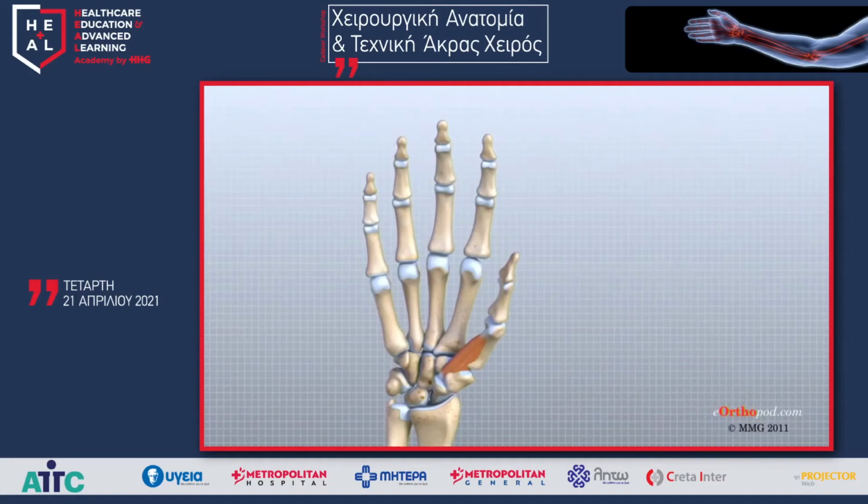The abductor pollicis brevis abducts, or moves, the thumb away from the midline of the hand. The flexor pollicis brevis flexes, or bends, the thumb. The adductor pollicis adducts, or moves, the thumb towards the midline of the hand. The opponens pollicis moves the thumb into opposition. It pulls the thumb out from the palm and turns the pulp of the thumb to face the palm. This is the motion that allows you to place the tip of your thumb against the tip of your little finger. The muscles of the hypothenar eminence are arranged and function roughly the same in the little finger.